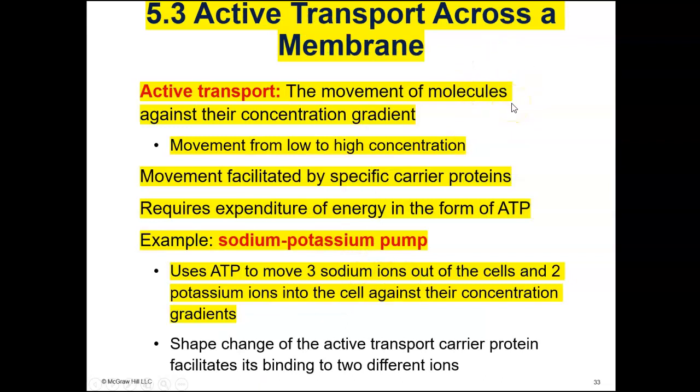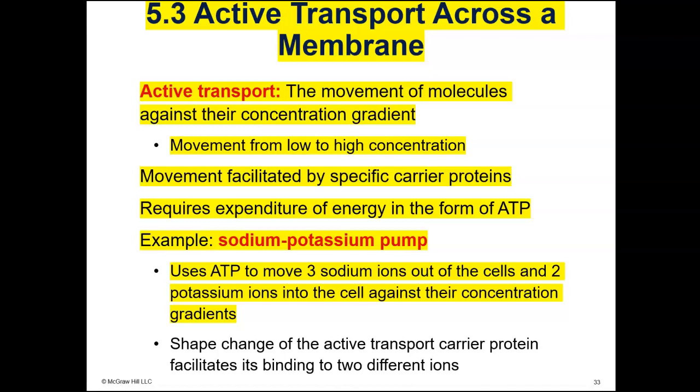Now we move on to section 5.3, which is where I'm going to stop this lecture. 5.3 deals with active transport and then bulk transport. Active transport is the movement of molecules against their concentration gradient. So they're being moved toward their high concentration rather than the other way around. Carrier proteins are still used, but ATP is required in order to give the carrier protein the energy to pump those molecules toward their high concentration.